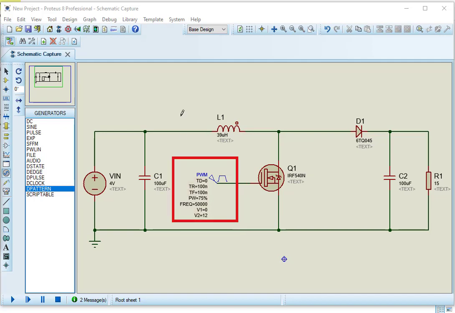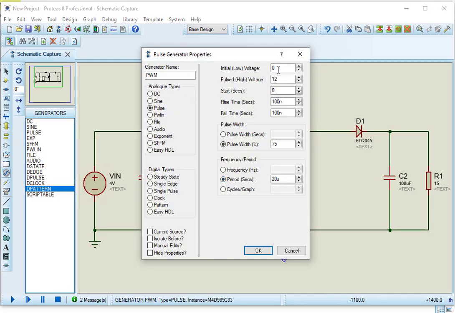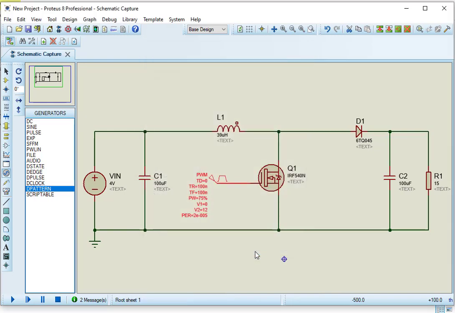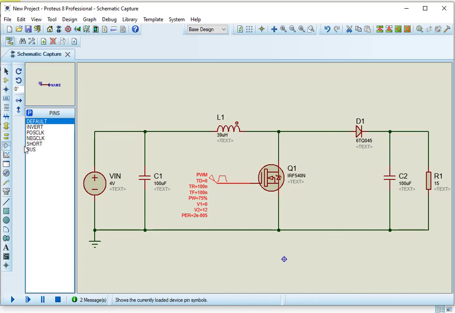To provide a pulse width modulation signal to the MOSFET, we use the PWM generator signal of Proteus. Now place all components in the Proteus window, and make connections according to the circuit diagram. Now open the PWM signal, and make settings according to these values. After that, connect the output voltage probe and output current probe.